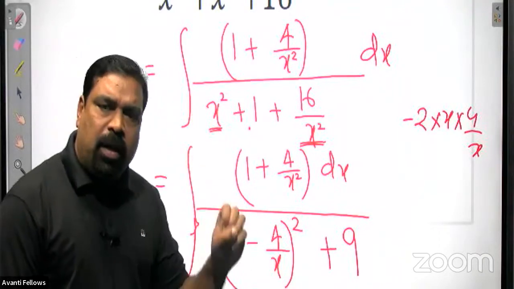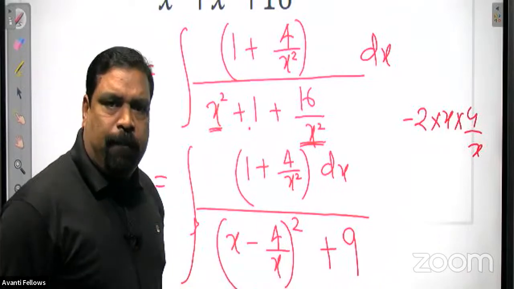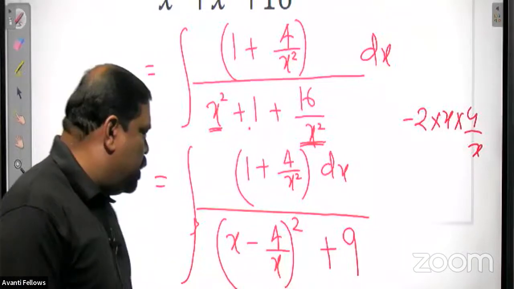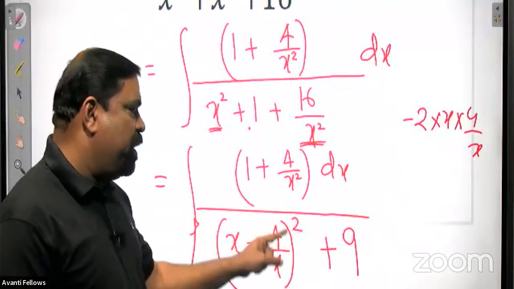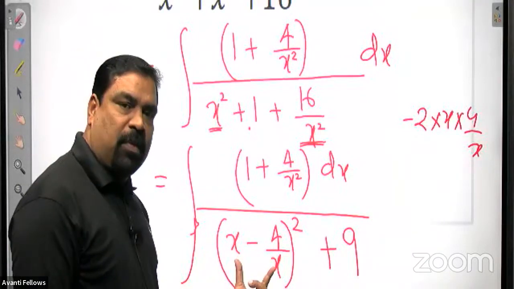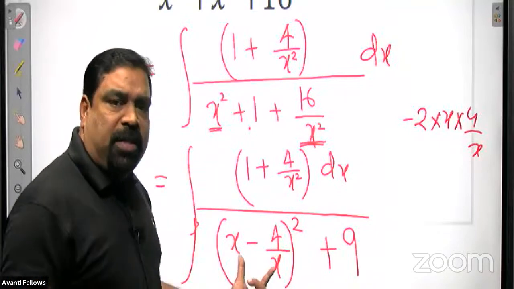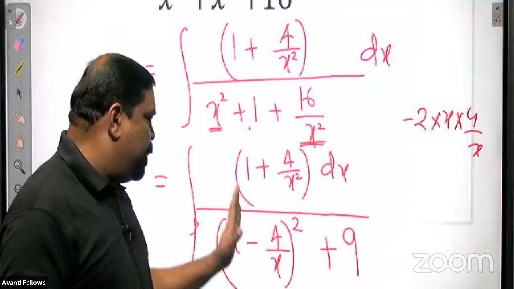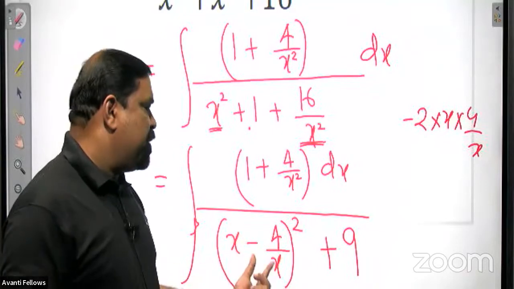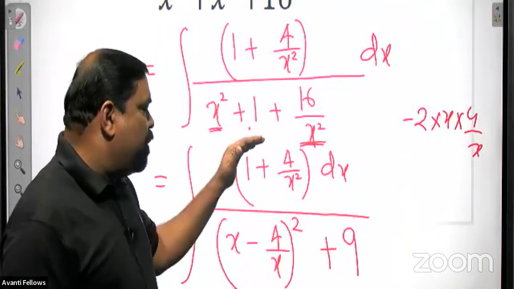Okay. Why have we done this? Now that's the question. What is the use of making it in this way? You see, in the bracket, the term in the denominator, that is x minus 4 by x. So if I take that term as t, x minus 4 by x is t, then its derivative will be 1 plus 4 by x square. No? 1 plus 4 by x square. And that is there in the numerator, you can see. Okay. So that is why we have done all this adjustment.